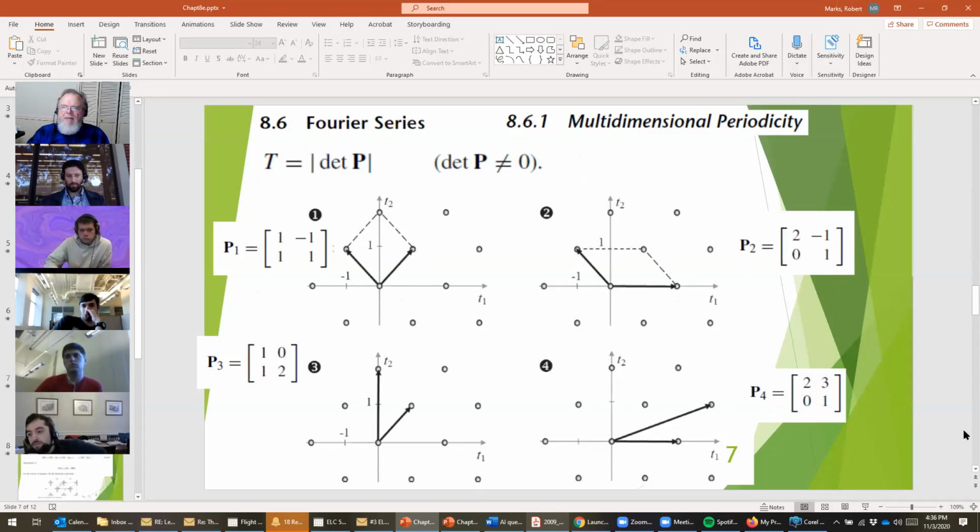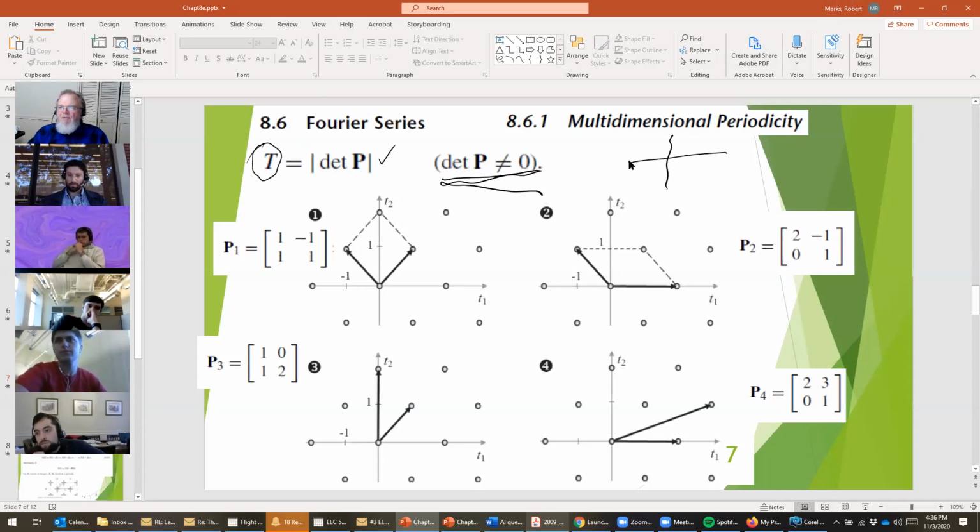One of the things that we've got to make sure of is, well, we can talk about the determinant of P. That's equal to, I call this capital T. I don't know if that's the best of notations, but that's the area of the parallelogram. And we must assure ourselves that P is not singular. What happens if P is singular? We get pretty boring periodicity. We really don't get periodicity.